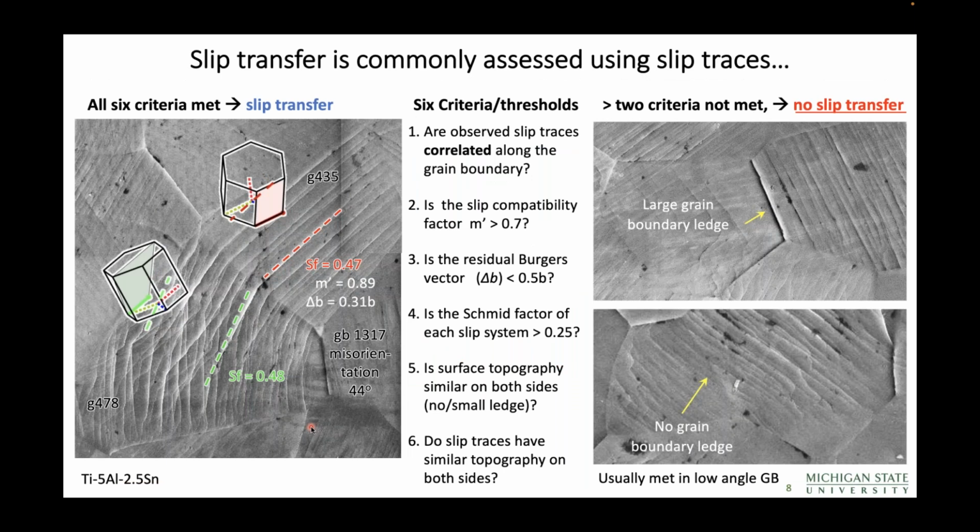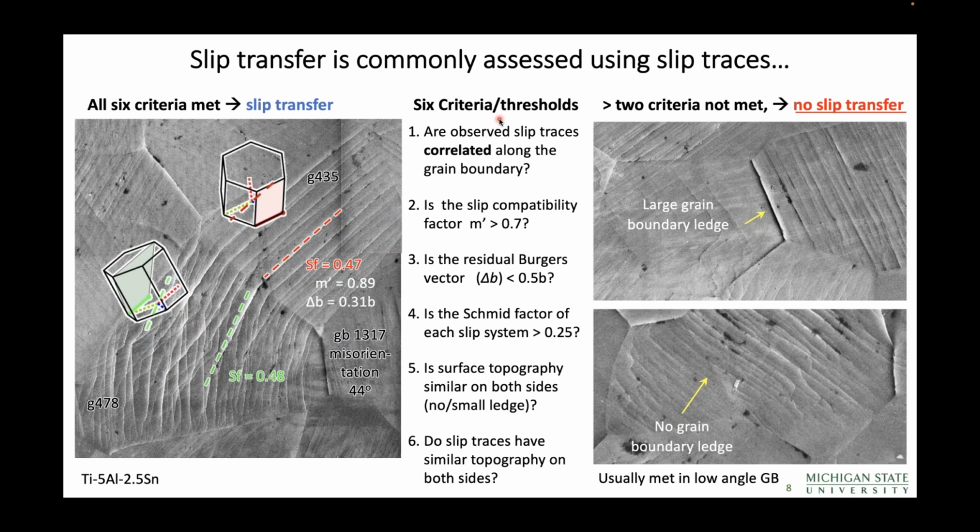So slip transfer is commonly assessed on the surface using slip traces. And here's a nice example of slip transfer happening across a boundary right here. There's a fairly high m prime parameter of 0.89, a delta Burgers vector of about 0.31 of the a vector. And we see that there is a pyramidal slip plane trace that lines up pretty consistently with a basal slip plane in this grain through this boundary.